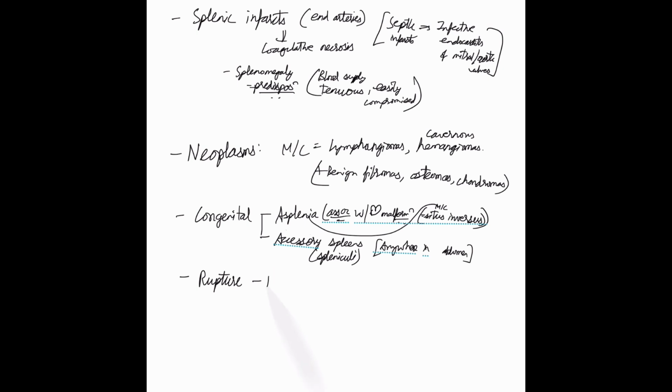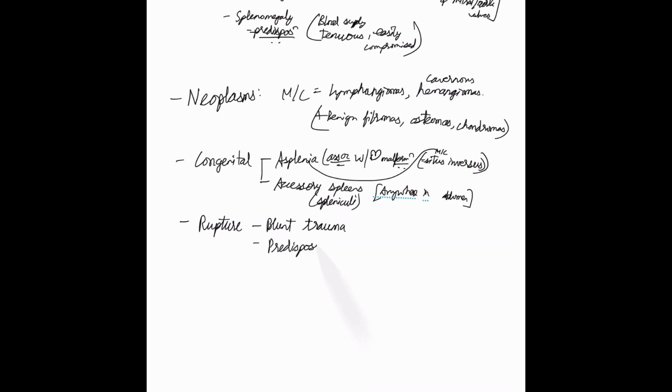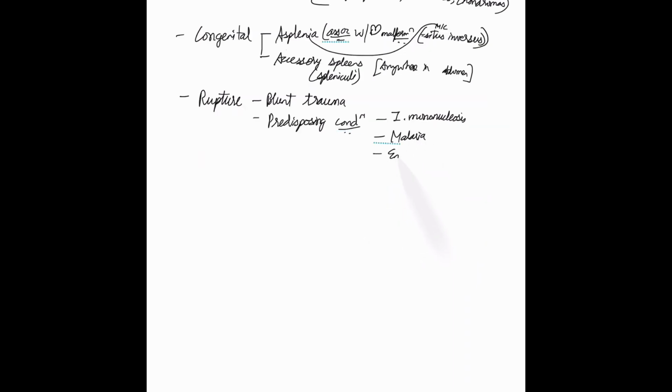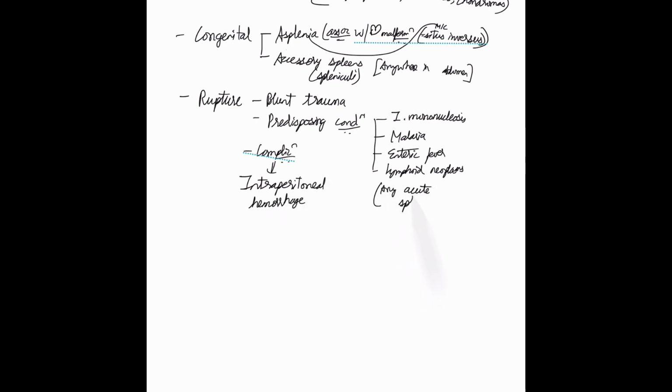And lastly, we have splenic rupture, which can be due to blunt trauma, due to any predisposing conditions like infectious mononucleosis, malaria, enteric fever, and lymphoid neoplasms. Basically, any full-blown acute splenomegaly. And chronic causes can be due to capsule thickening and fibrosis of the stroma. And other complications like intraperitoneal hemorrhage can also cause rupture.